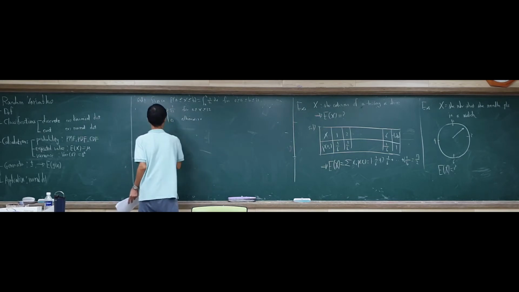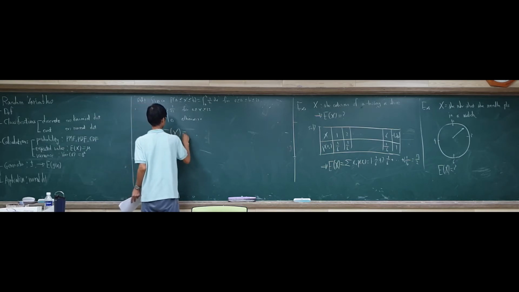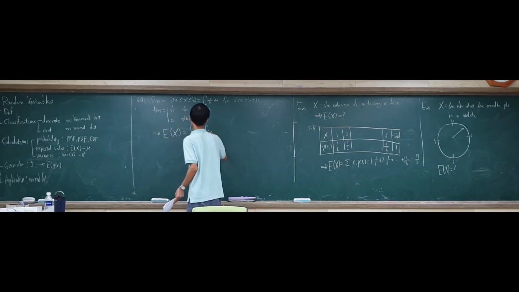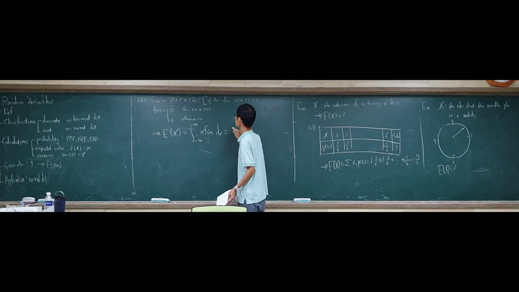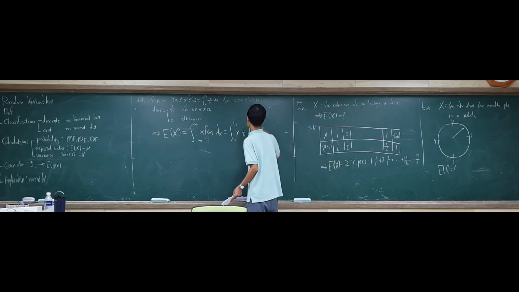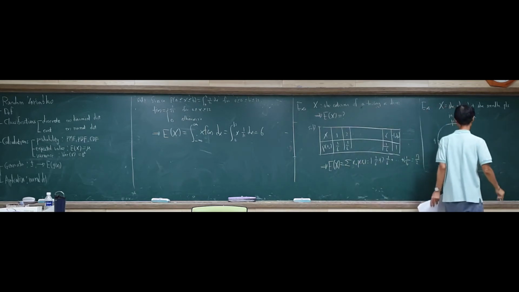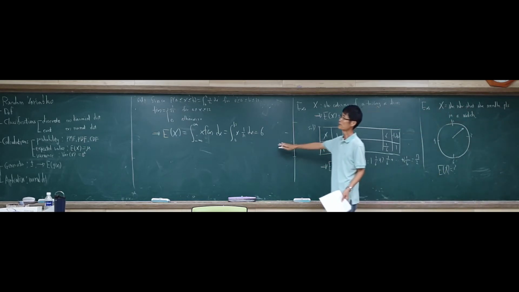So the expected value, which is defined as the integration of x multiplied by f(x), is equal to the integration of x over 0 to 12 times 1/12. And you can see that this is exactly 6. So you may intuitively understand that 6 should be the expected value, and it coincides with this calculation.